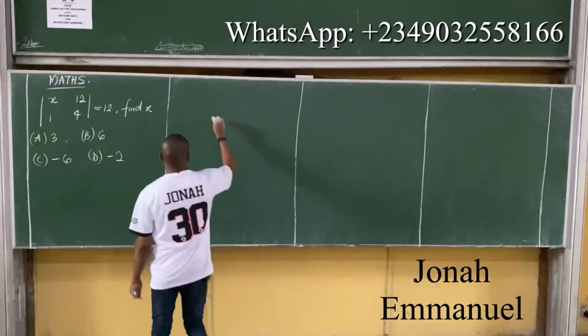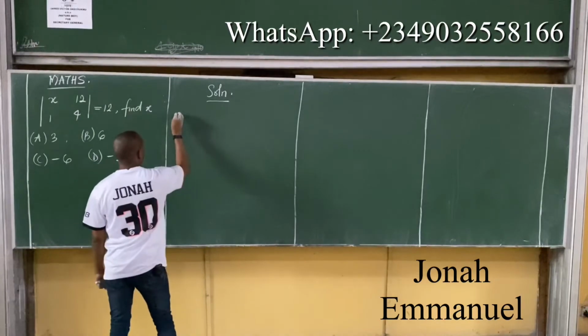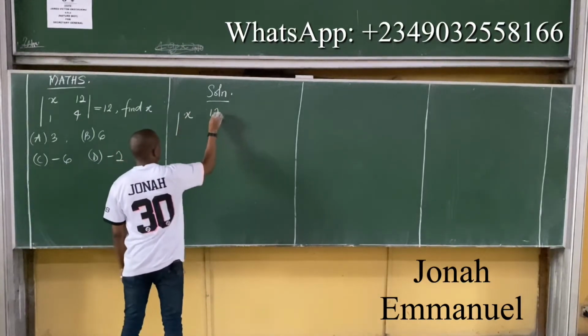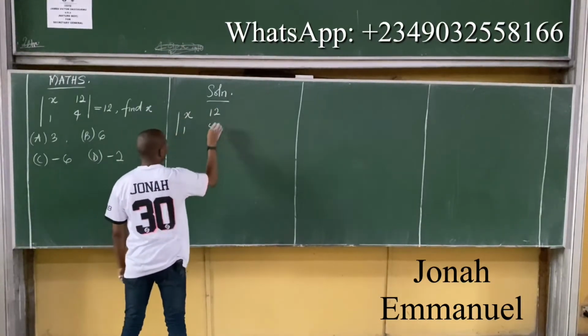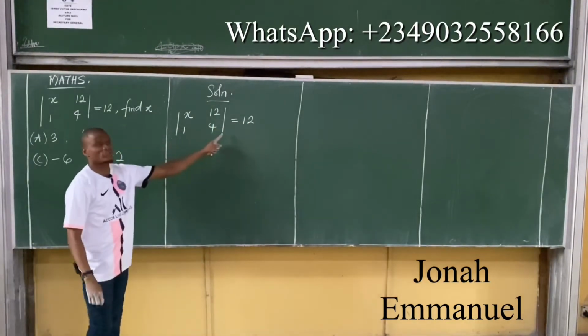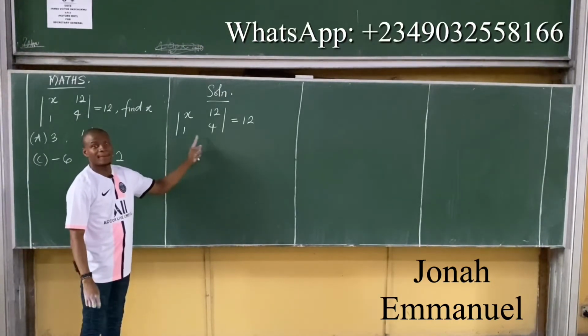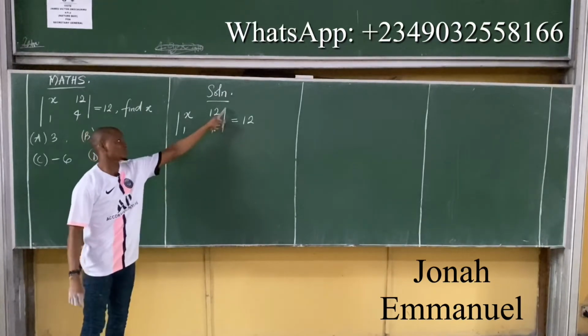Alright. Let's get this done. Solution. So I'm given the matrix x, 2, 1, 4 in determinant bars is equal to 12. Question: when you see this, what does it mean? When you see something like this, what does it mean?